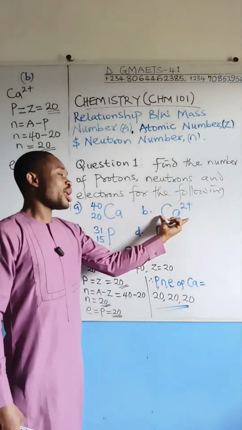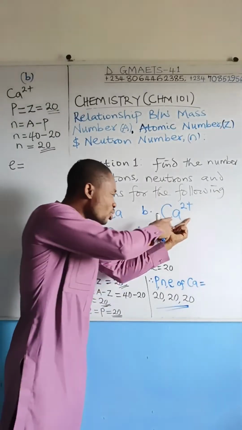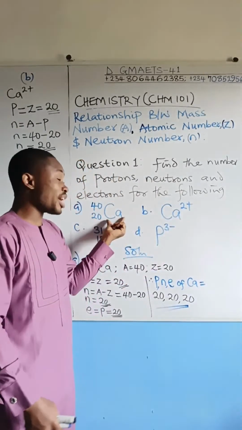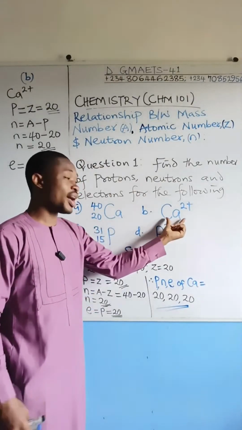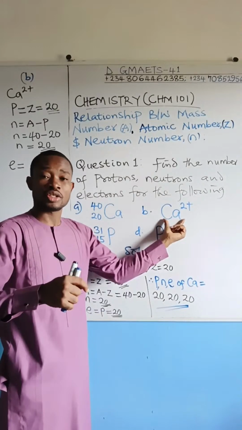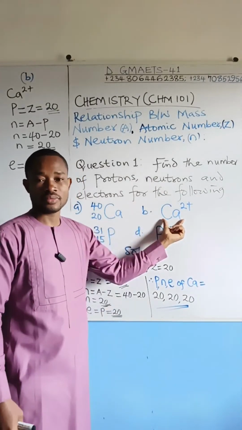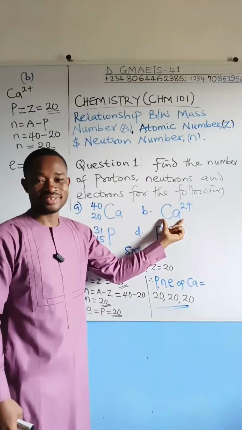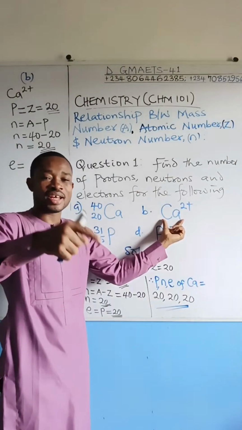So I can't pronounce this as calcium like that. No, it is not allowed in chemistry. I can't pronounce this as calcium. Look at this one. I can pronounce it calcium and just leave it. Somebody will know that it is calcium atom. But you see this guy? If you have to pronounce it calcium, you must add ion to it. Calcium ion. That is how someone will know that you are referring to calcium that has reacted.